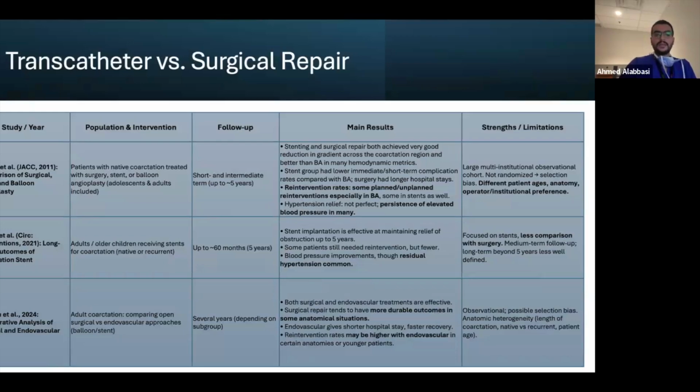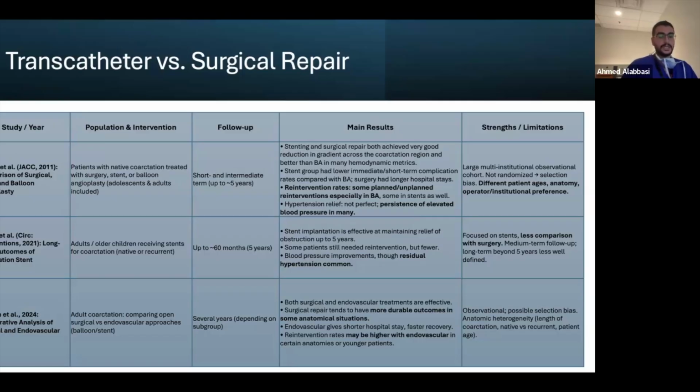When you're looking at the literature, unfortunately, there aren't any randomized controlled trials that go head to head to show which is better, transcatheter or surgical approach. But there are some observational studies which did include quite a number of patients. There's a study published in JACC in 2011, which compared surgical, stent and balloon angioplasty in native coarctation. It did include the adolescent and adult population, but also different patient ages.